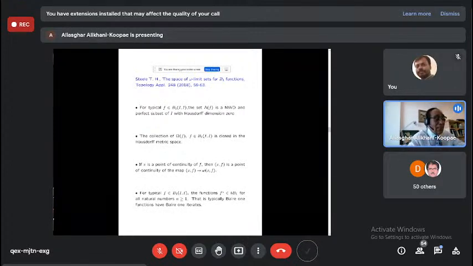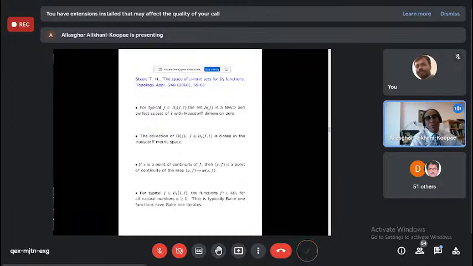And the collection omega of F, where F is in B1 of I and I, is closed in the Hausdorff metric space. So this is the theorem that Brockner and those people had for the continuous functions. This is for the Baire one functions. If x is a point of continuity of F, then (x, F) is a point of continuity of omega, and (x, F) goes to omega of (x, F).